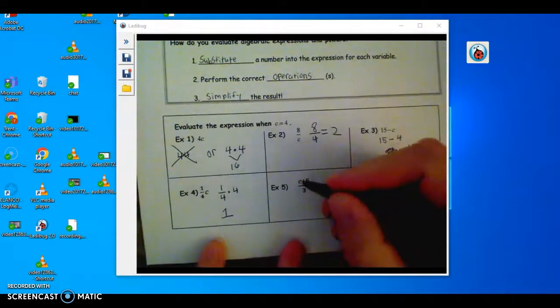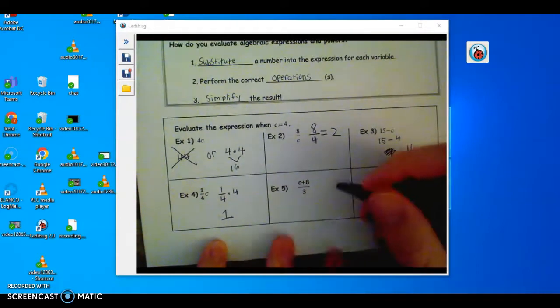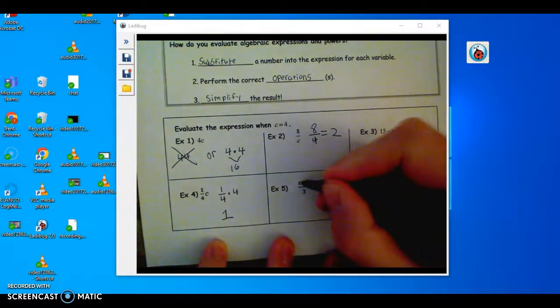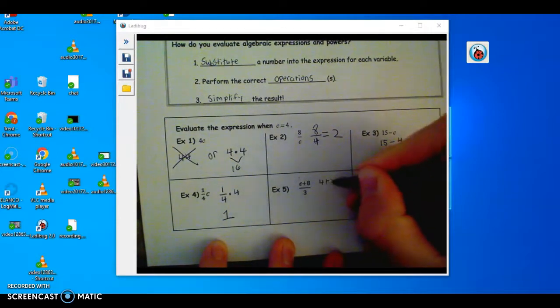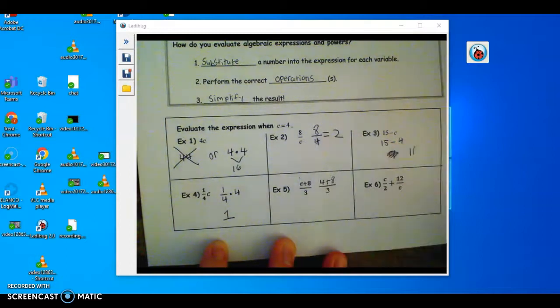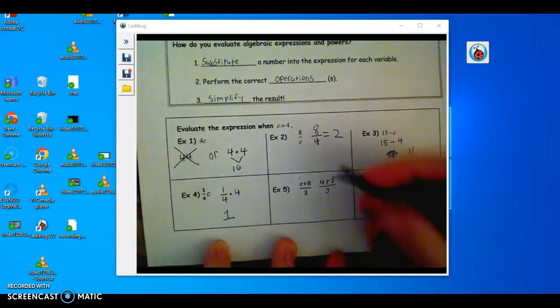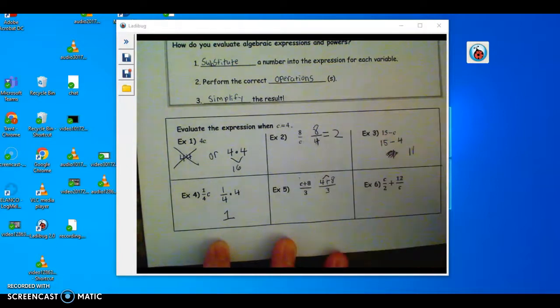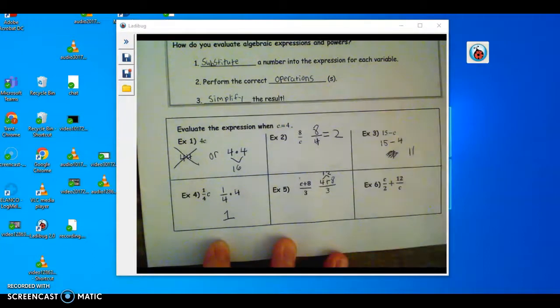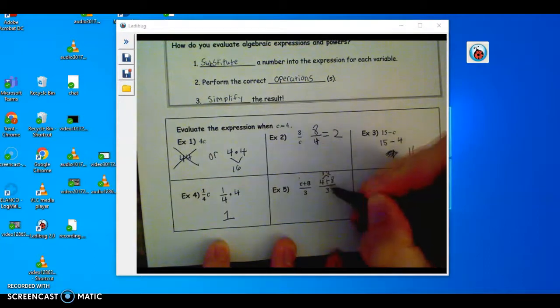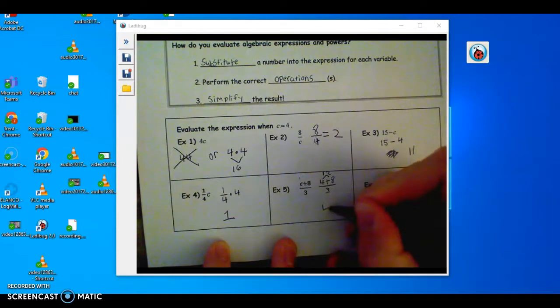Example 5, we have c plus 8 divided by 3. Just like order of operations, I'm going to replace c with 4. So that is 4 plus 8 over 3. Order of operations, this is a fraction bar, so I need to simplify the top of the fraction bar to get 12. And I'm taking 12 divided by 3, which is 4.